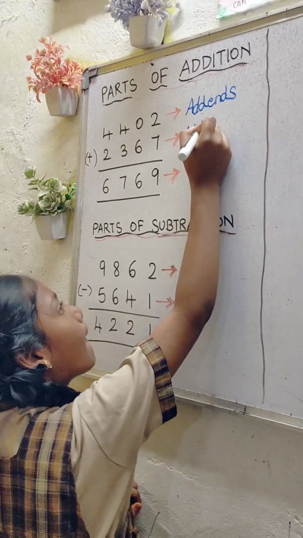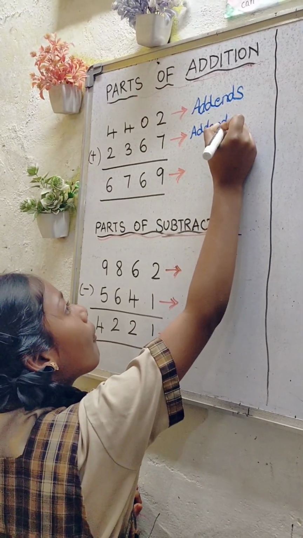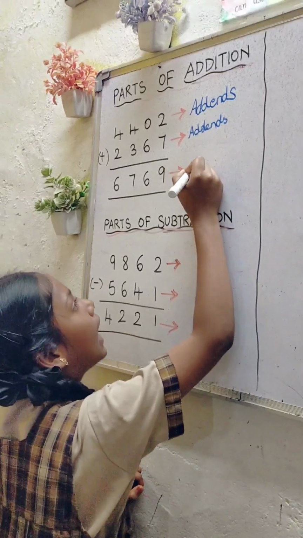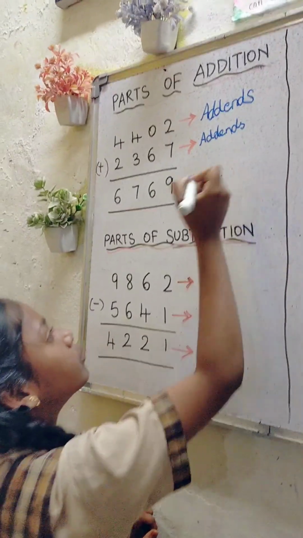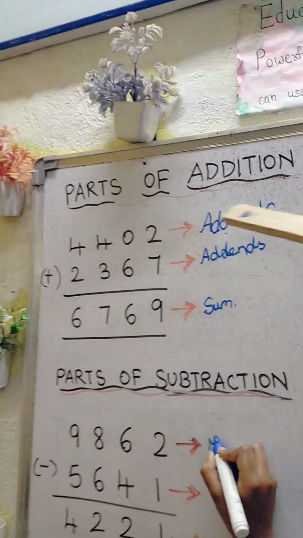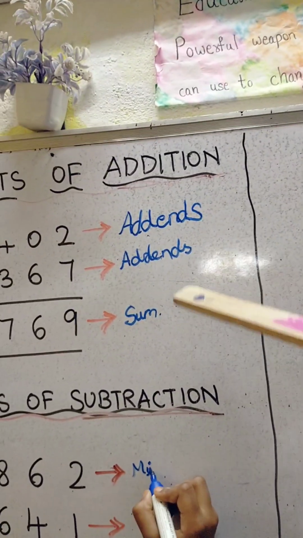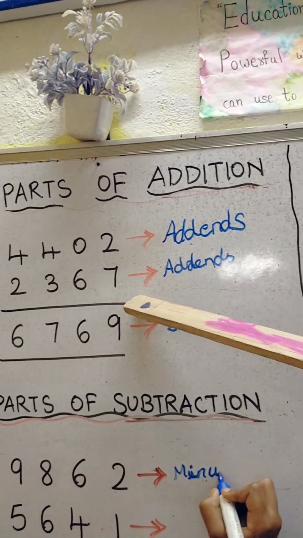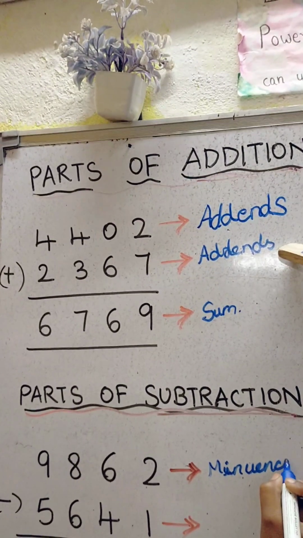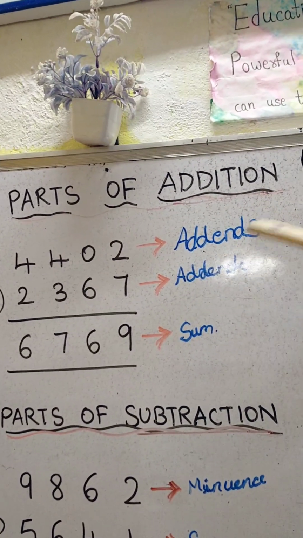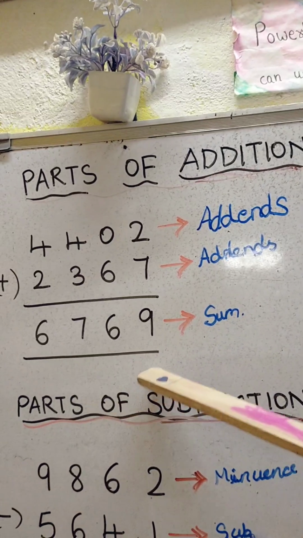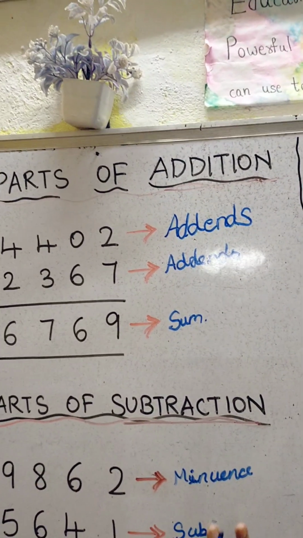Okay. Very good. Addends. Sum. Very good. Okay, you continue writing. I'll explain. So the parts of addition are addends and sum. The numbers to be added are called addends. Each addition may involve 2 or more addends, and the answer of addition is called the sum.